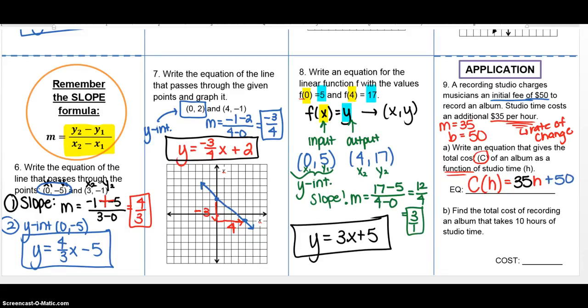So the last question we're going to answer requires using function notation. Find the total cost of recording an album that takes 10 hours of studio time. Where do you think we should put 10? In the input for H or in the output? Remember, the output is cost and the input is hours. This is saying 10 hours. So we would plug it in for H, which means we're putting it in the input. So 35 times 10 plus 50. So $350 plus 50 additional dollars gives you a total cost of $400.